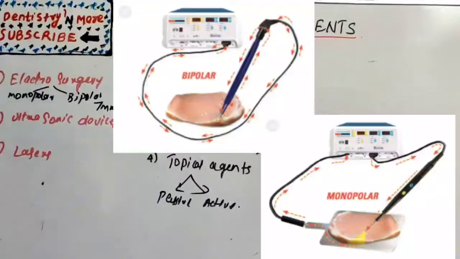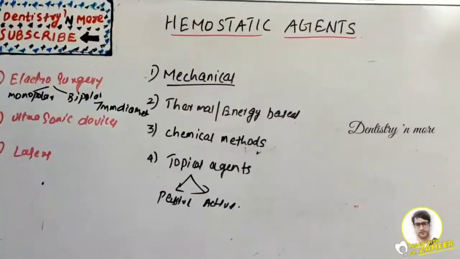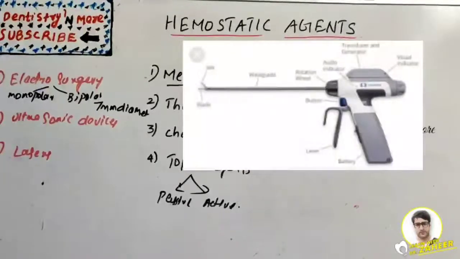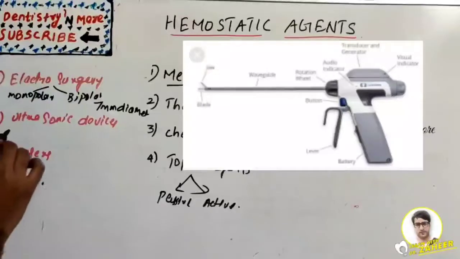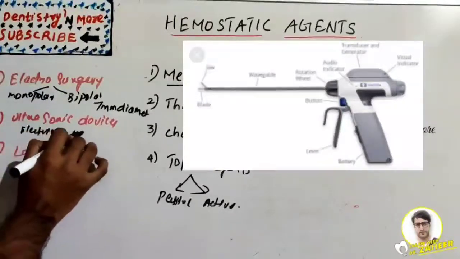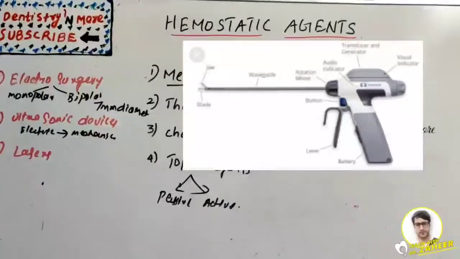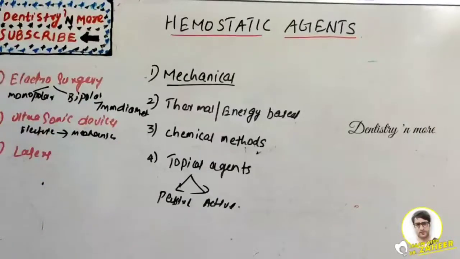So large tissues can be managed using bipolar devices. The second one is ultrasonic devices, which convert electrical energy to mechanical energy, which simultaneously cuts and coagulates the tissues, and it needs less thermal power, so there is less damage to the tissues compared to electrosurgery. And the last one is lasers.